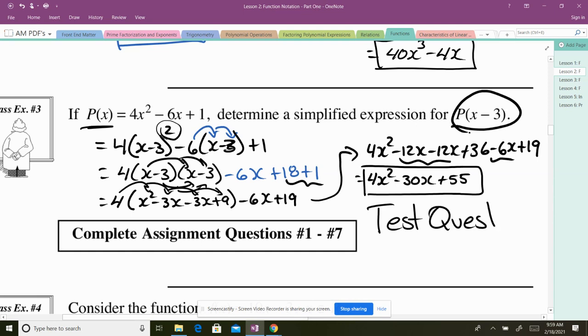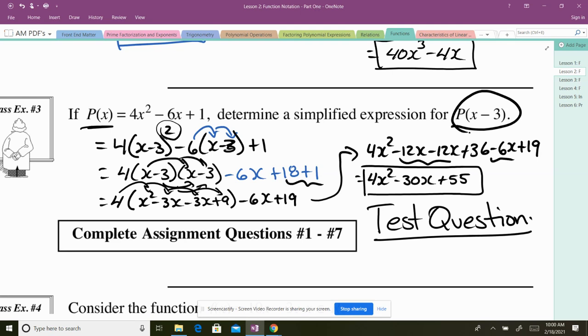Test question. Guaranteed every polynomial, or sorry, functions test will have a question like that on it. Absolutely guaranteed. But it's the same stuff. Whatever's in the brackets gets substituted in.